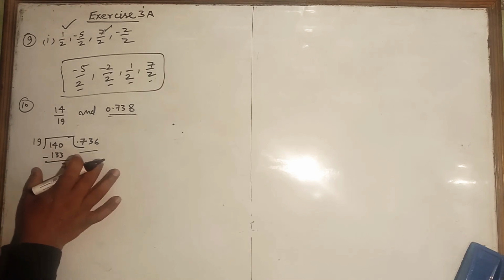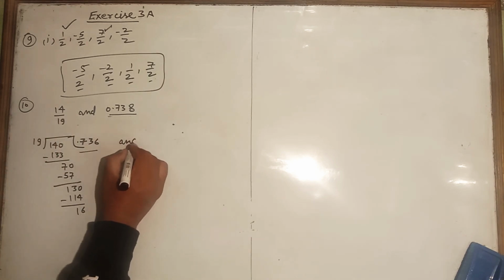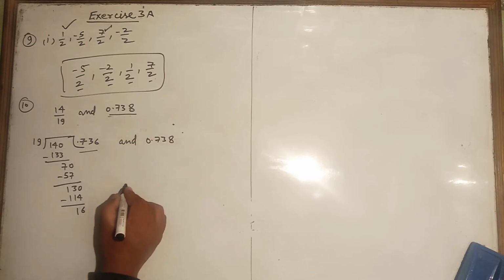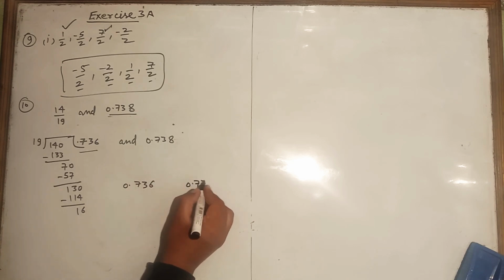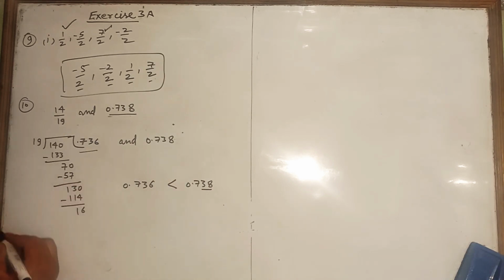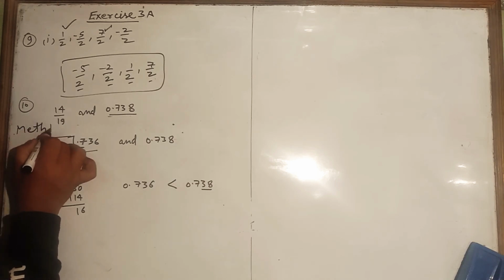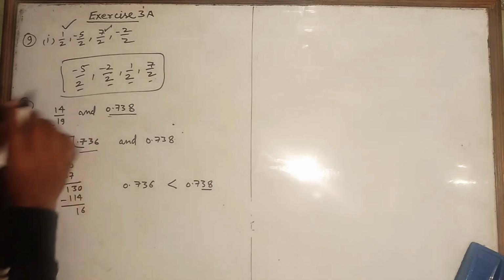So this is the decimal expression for 14 upon 19, and what we need to compare with is 0.738. Now you can see 0.736 and 0.738. Which one is greater? This will be 38. So this one will be greater with this method. This was the first method, in which we were making both these fractions decimals.